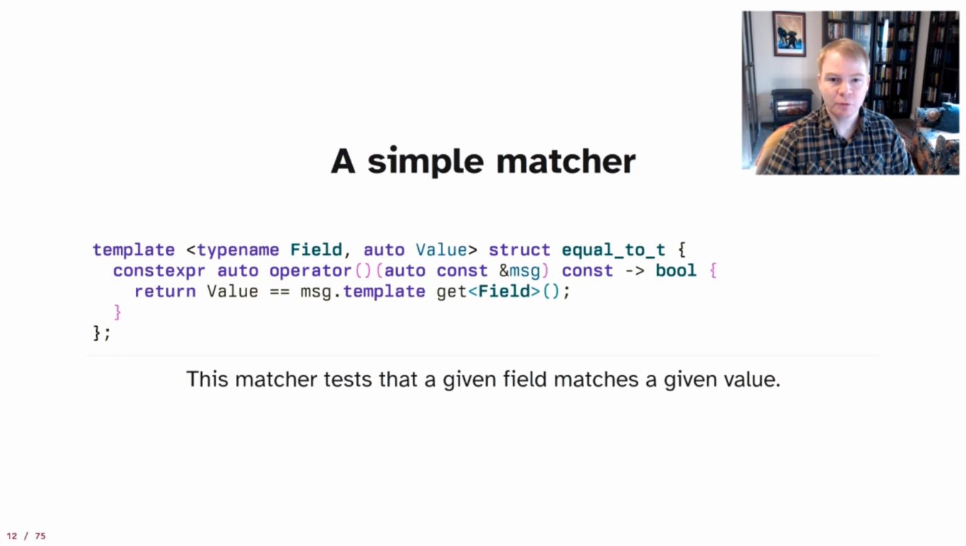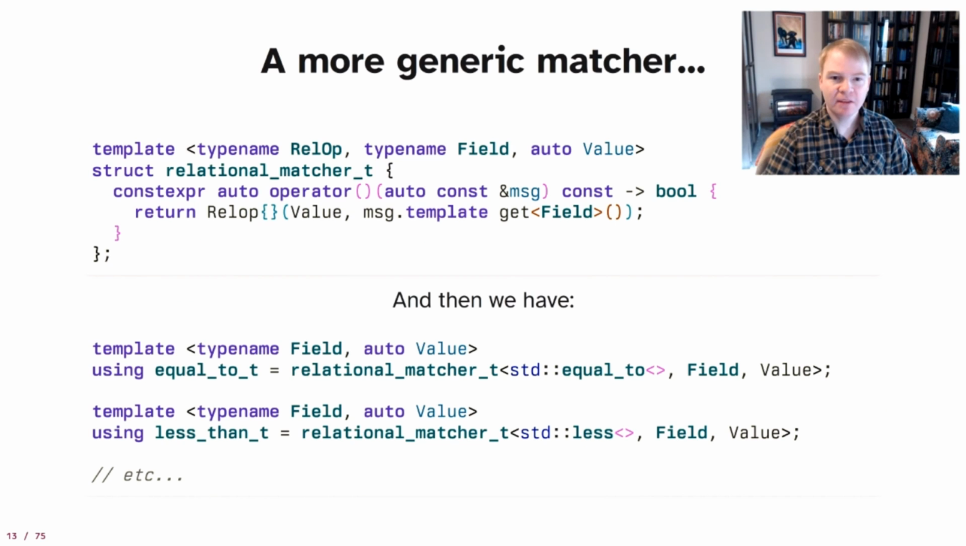Okay, it's quite straightforward. We can make that equal to matcher a bit more generic by templating over the relational operation. Instead of just equality now, we can pass in the operation we need. And the standard gives us function objects for less, greater, etc. So we can use those. Now we have matchers that can test equality or whether a field is less than a certain value, etc. And we can use template aliases to make it as easy to use as the concrete equal to version we saw on the last slide.